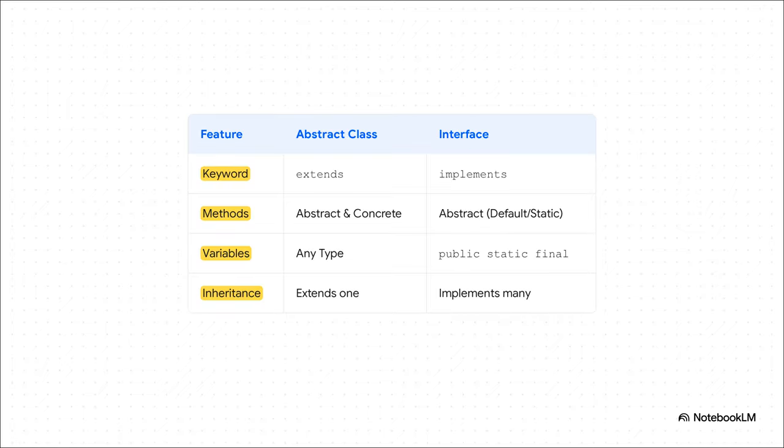You see the keyword difference, extends versus implements. Look at the methods. Abstract classes have that mix of abstract and concrete, while interfaces are all about the abstract promise. Now, modern Java has added default methods to interfaces, but the core idea is still pure abstraction. And of course, the big one at the bottom, inheritance. You can only extend one class, but you can implement many, many interfaces.